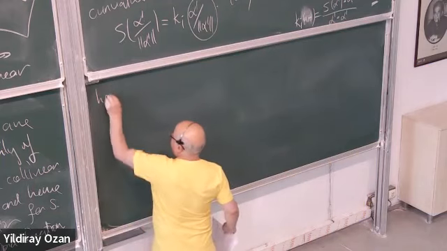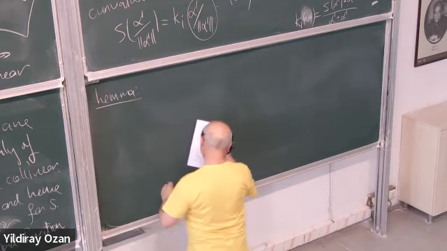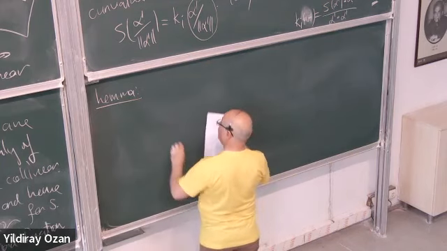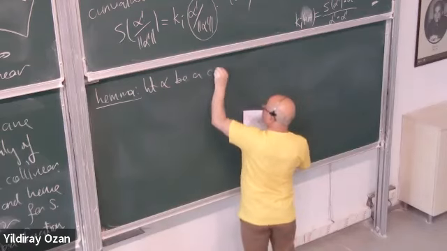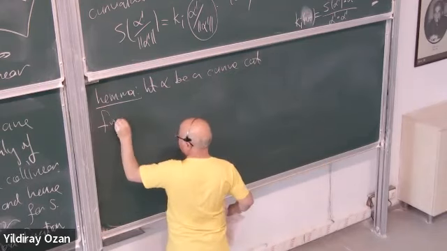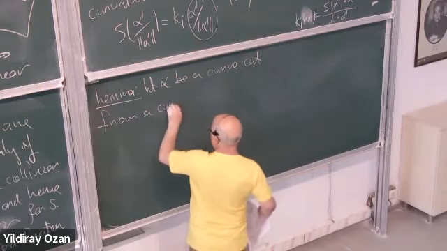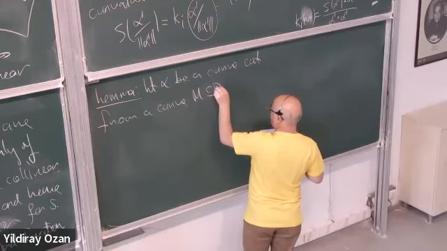Here is another lemma. Let alpha be a curve cut from a surface M in R3 by a plane. So we have a surface and we cut it by a plane.